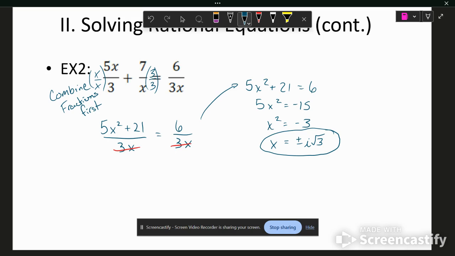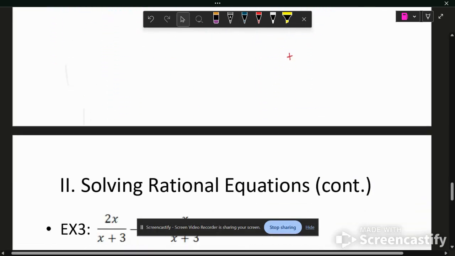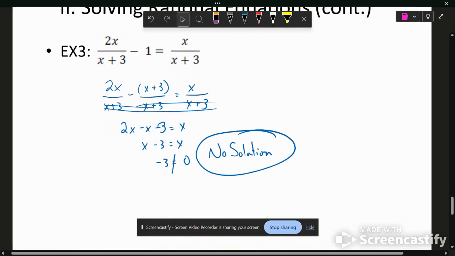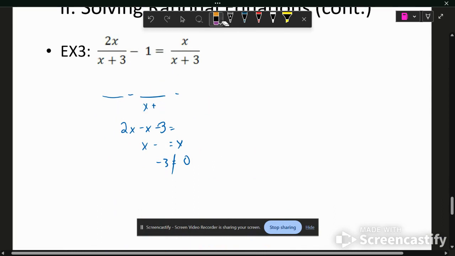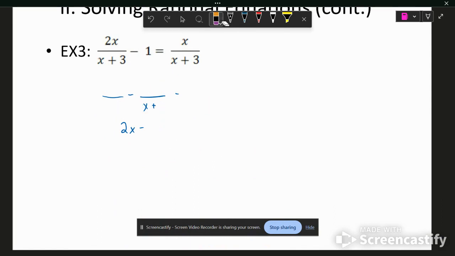Example number 2. Okay. I'm going to have you try, why don't we try example number 3. You can already see there that it's no solution, but I'd like you to arrive at that. Why don't you try it out first and see how you can do.